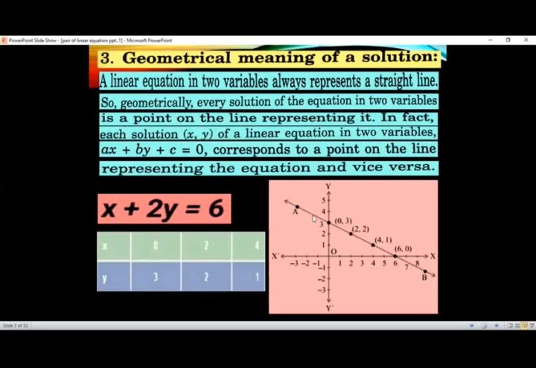Now all the points on this straight line, because it will have infinitely many points, all the points on this straight line will be the solutions of this linear equation, and vice versa. It means all the solutions of this linear equation in two variables will lie on this straight line.